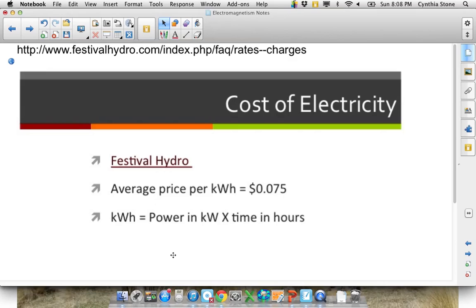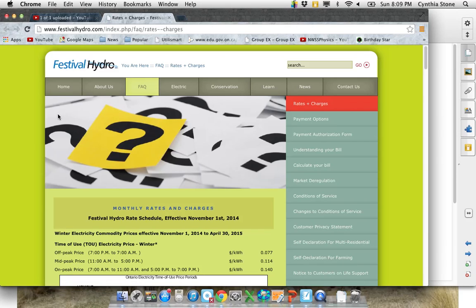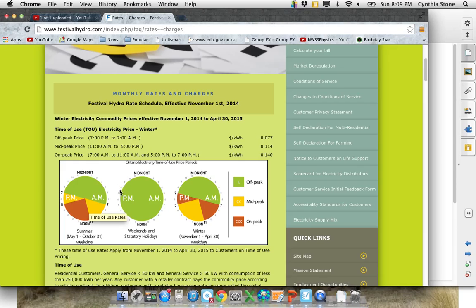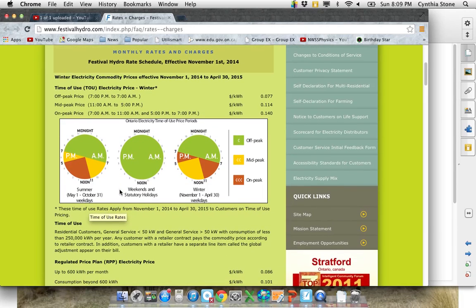It makes sense. The higher the kilowatts or watts your device uses, and the longer you use it for, the more you pay. It's all just directly proportional. It's just a multiply. So we could just look at the website here and look at how much they charge. And you might remember that, depending on the time of day, you pay more or less for electricity.